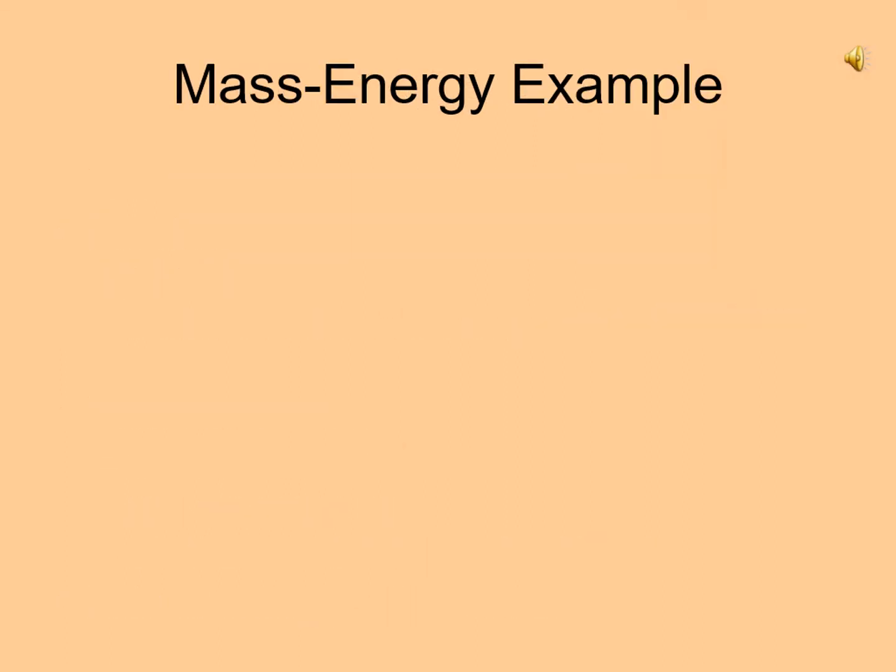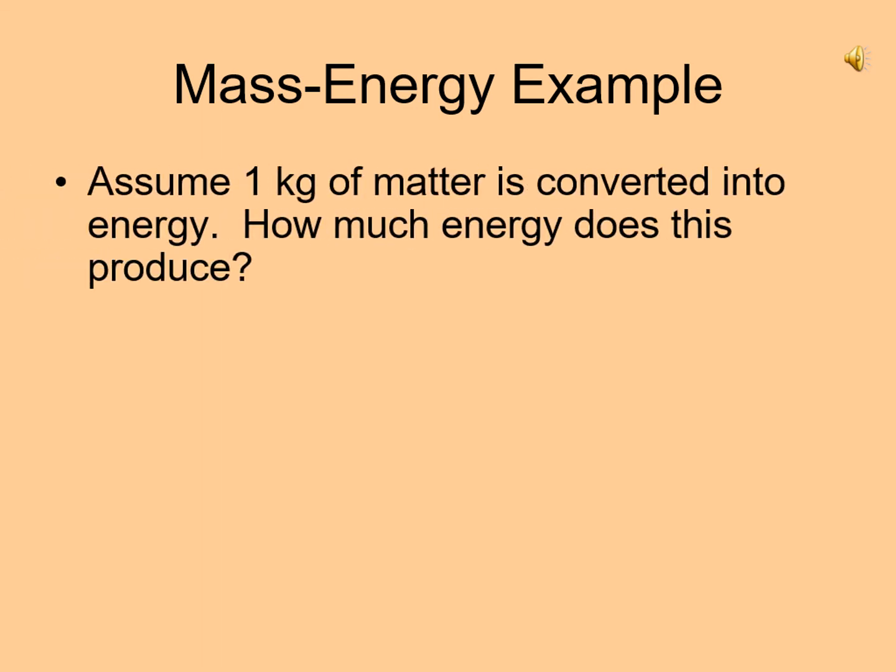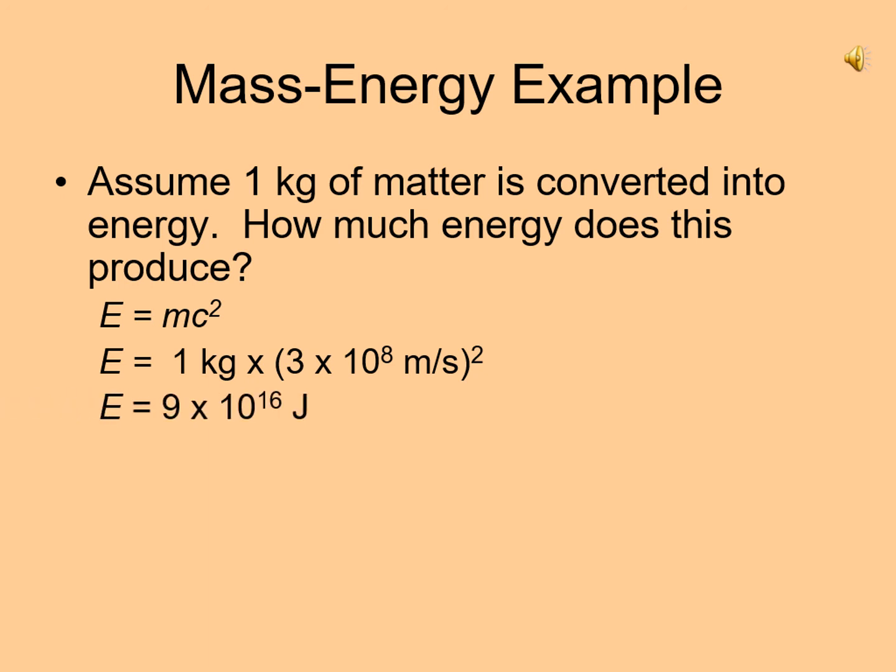Let's take a look at how we calculate mass energy. Imagine you could turn 1 kilogram of matter into energy. It turns out this isn't very easy to do, but if you could, then the amount of energy produced would be given by putting this mass into the mass energy formula. So we write down the equation, and then we substitute in 1 kilogram for the mass. When we multiply it by the speed of light squared, we get 9 times 10 to the 16th joules.